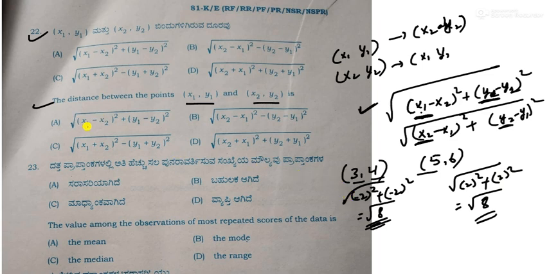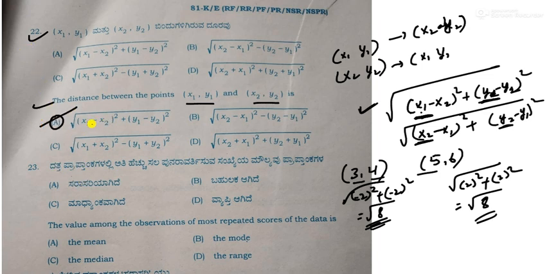Now since they have given x1 minus x2 whole square plus y1 minus y2 whole square, most of you have not written it, I think, because most of the students sent me the message that this is a wrong question. But no, it's not wrong. Option number A is correct.